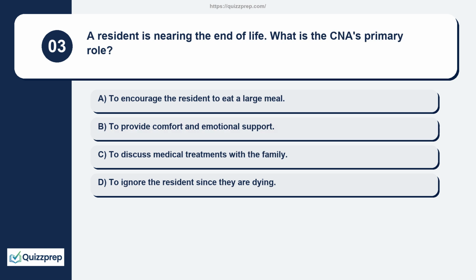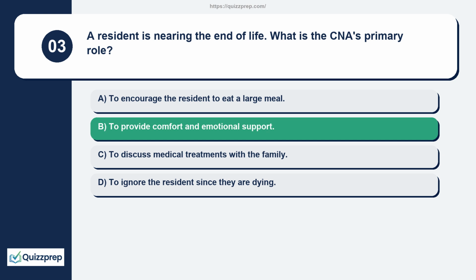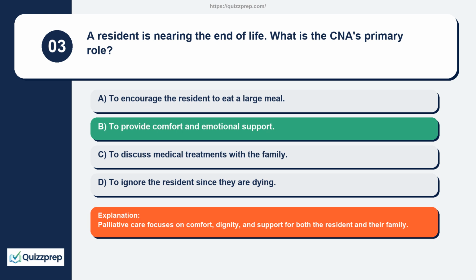Question 3. A resident is nearing the end of life. What is the CNA's primary role? To encourage the resident to eat a large meal, to provide comfort and emotional support, to discuss medical treatments with the family, or to ignore the resident since they are dying? Palliative care focuses on comfort, dignity, and support for both the resident and their family.